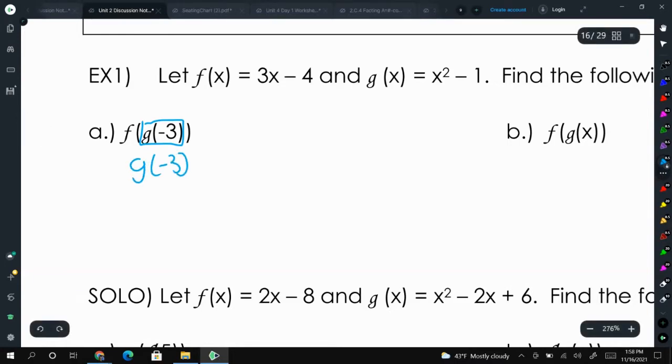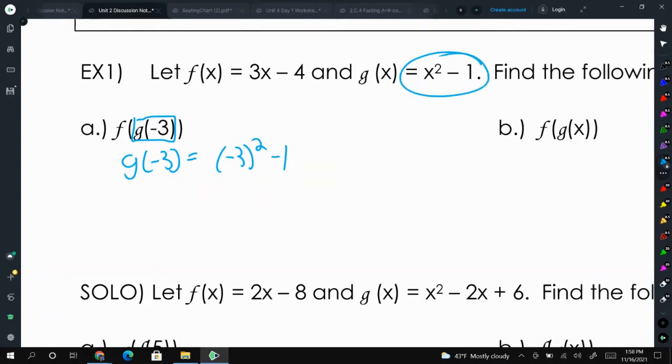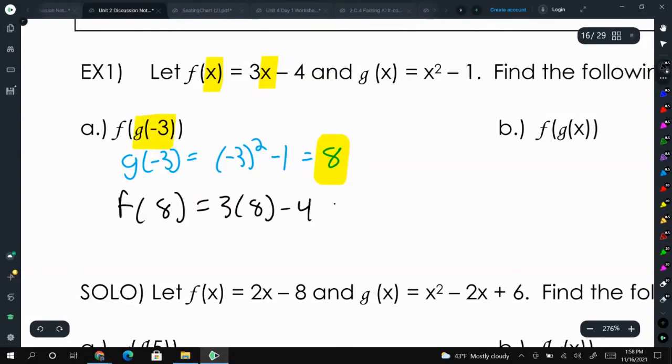So g of negative 3 is equal to negative 3 squared minus 1, because here's g of x up here, x squared minus 1. Negative 3 means you plug in negative 3 for x. Negative 3 squared minus 1 is 8. So now I'm going to take that 8, because g of negative 3 is equal to 8, and plug it in for x in f of x. So f of 8 equals 3 times 8 minus 4, which is going to be 20.